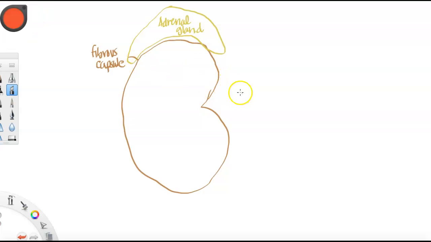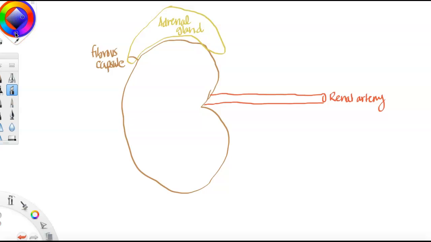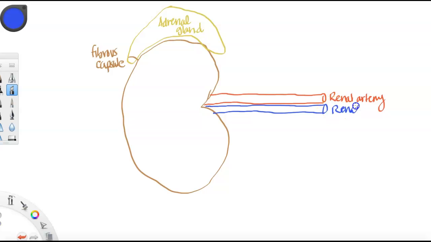All right. It has an artery that comes out of it. It's called the renal artery. Brings blood in from the aorta. And then we have a vein that brings blood out of the kidney back to the vena cava. And that's the renal vein.